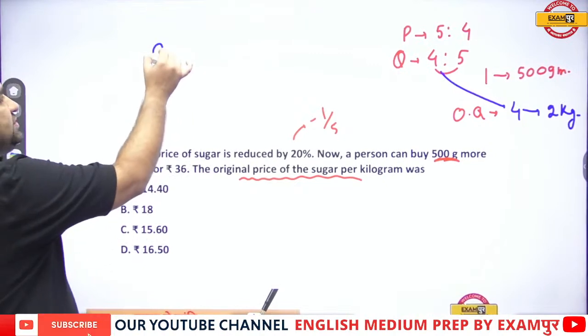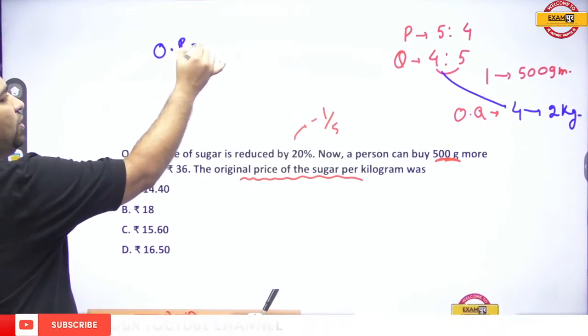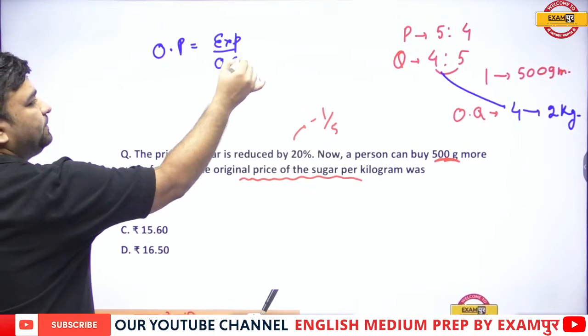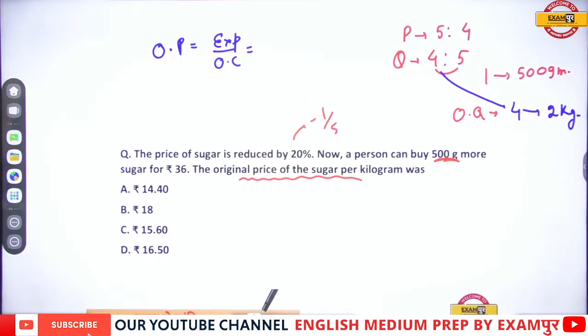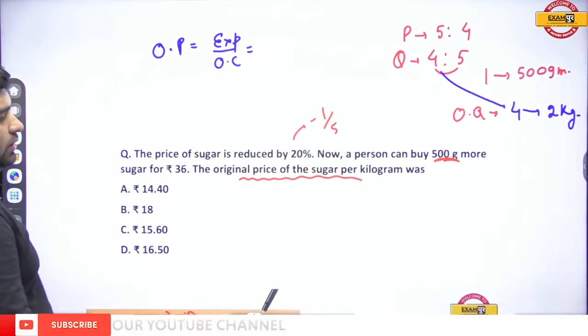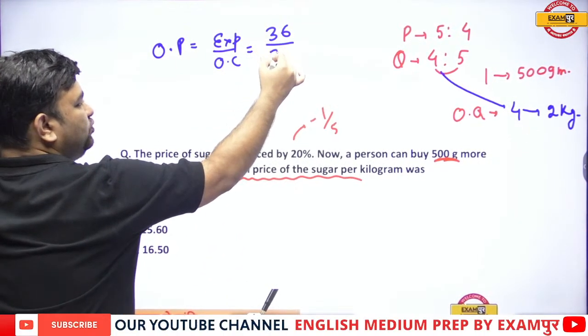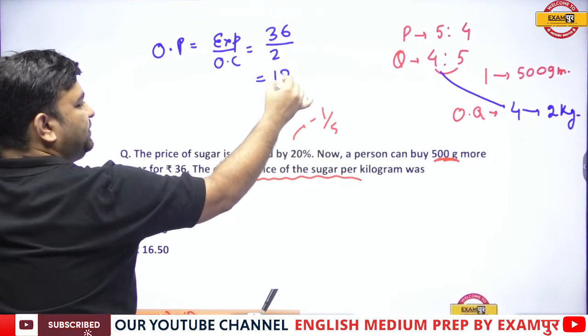So what is the original price? Original price is expenditure upon original quantity. So original expenditure was 36, original quantity is 2 kg, so it's 18 rupees per kg.